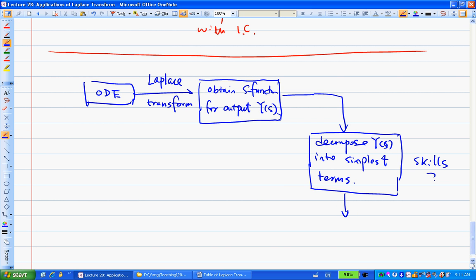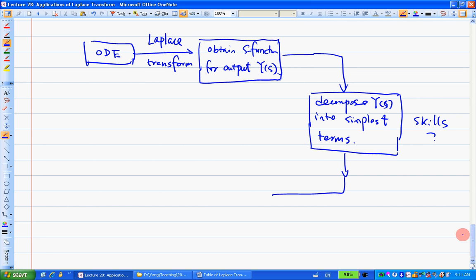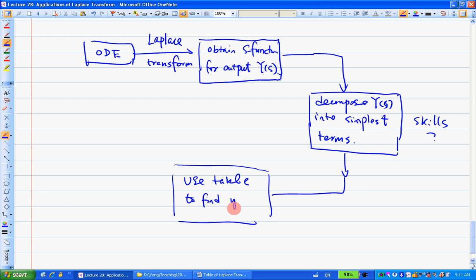Once you obtain the simplest form, then you go to your table. Use the table to find y of t.